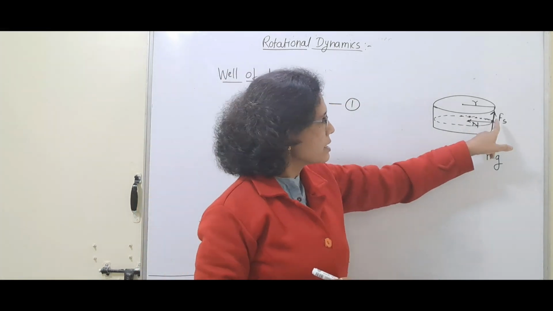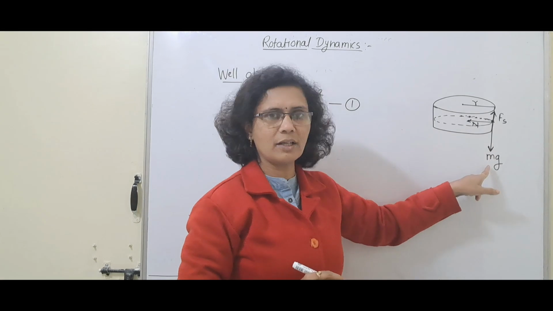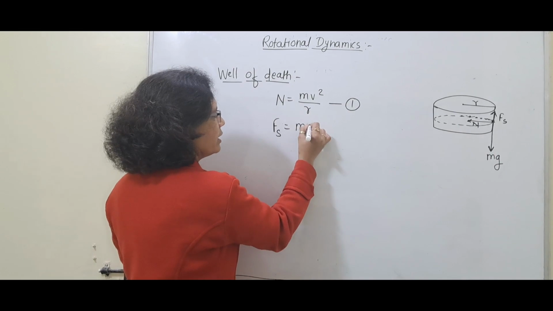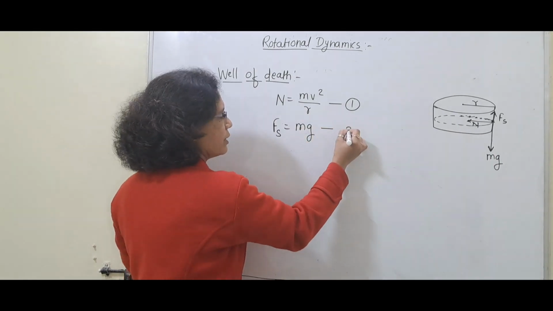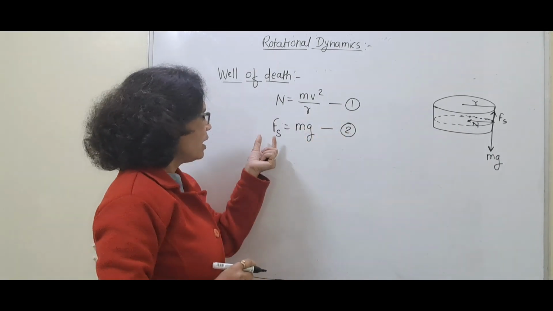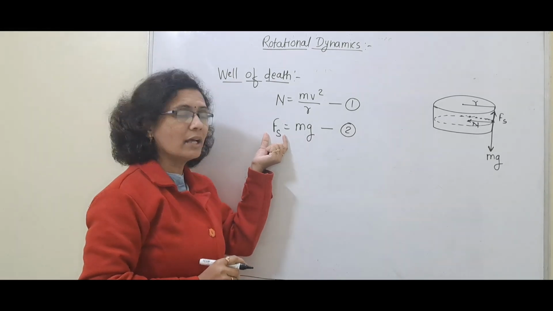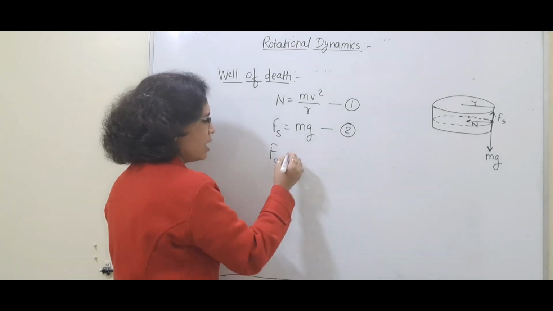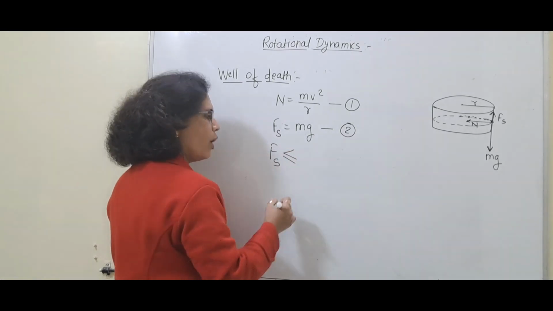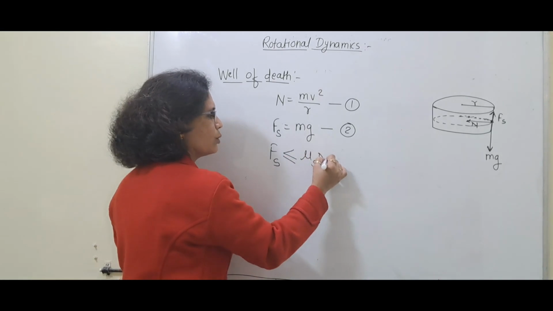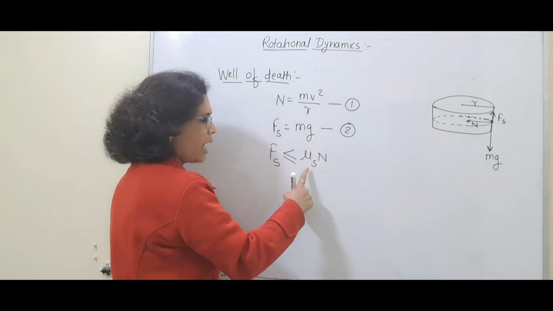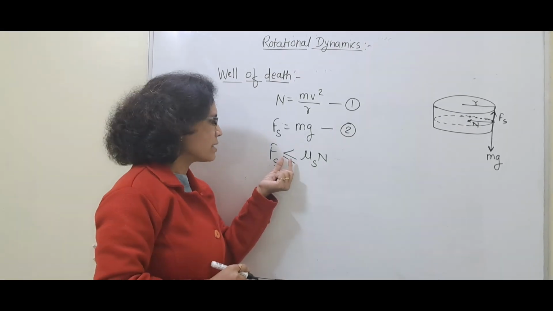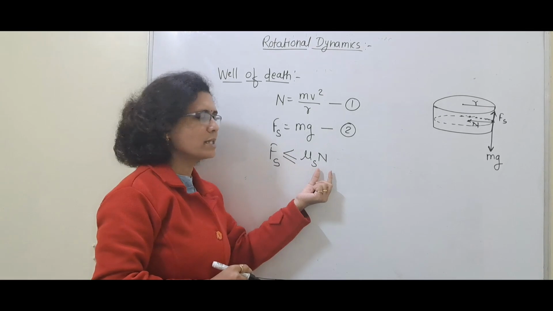Now this static friction Fs is balancing the weight force mg. Therefore we can also write Fs is equal to mg, equation number 2. Now we know another thing, that Fs, the force of static friction, is always less than or equal to mu s into N, where N is the normal reaction and mu s is the coefficient of static friction.